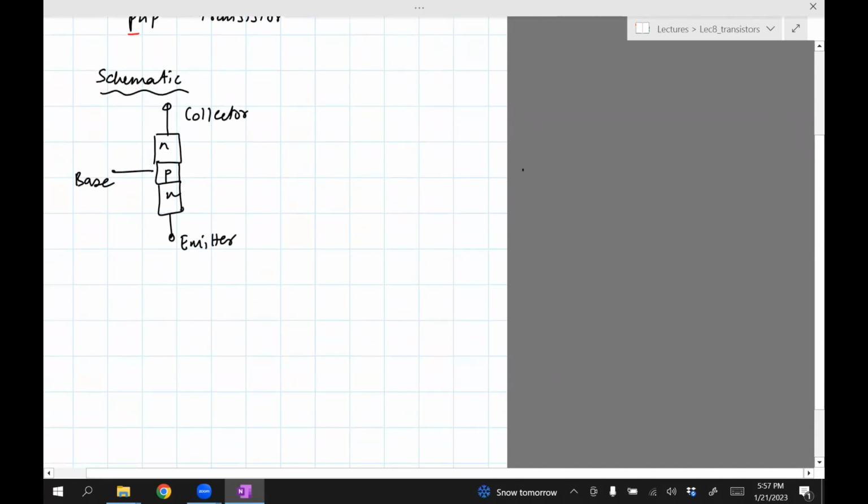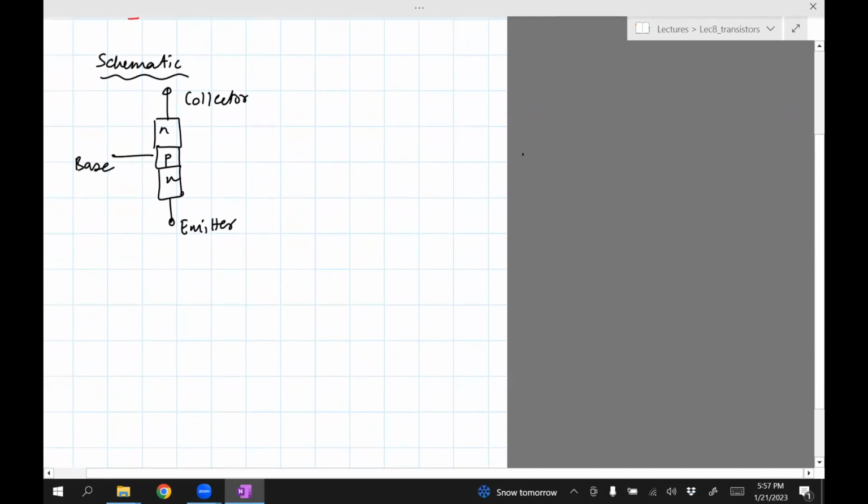We can draw a similar diagram for the PNP. So P, N, P. Again, we would have a collector, an emitter, and the middle one is the base. It's often abbreviated as C for the collector, E for the emitter, and B for the base.